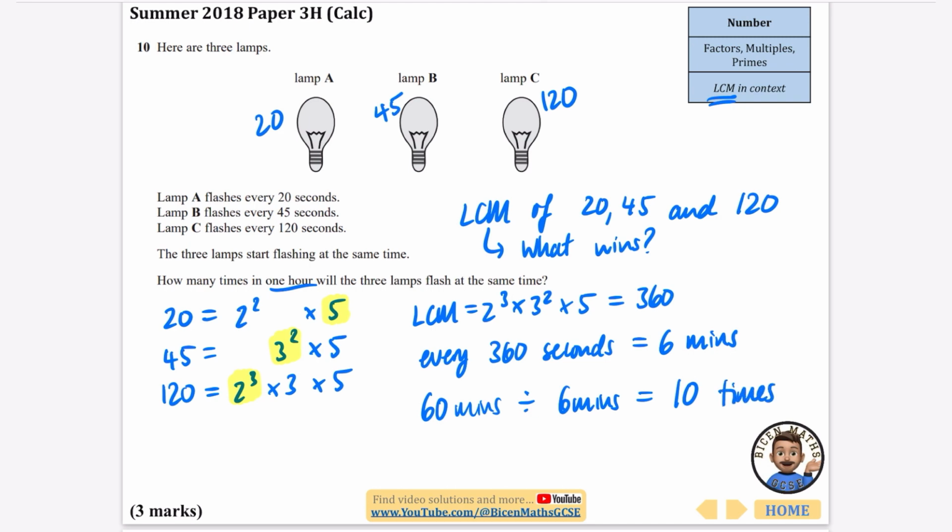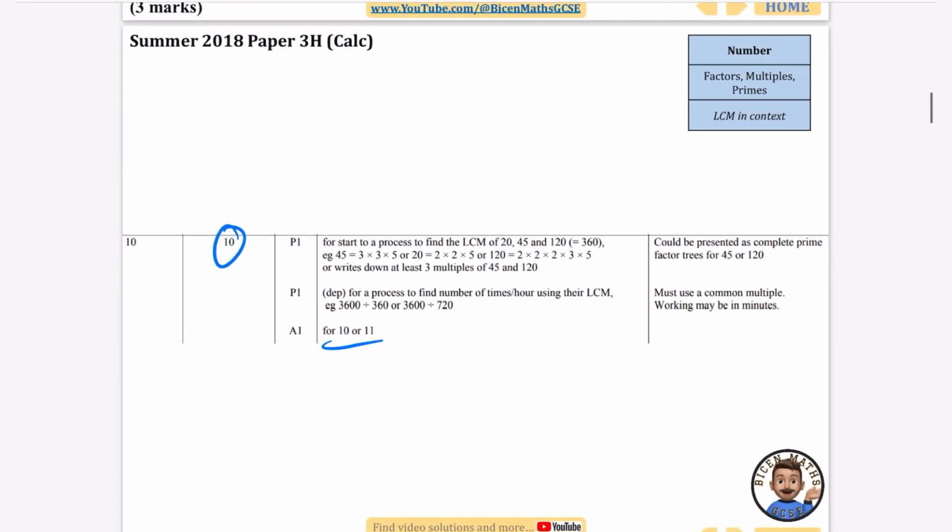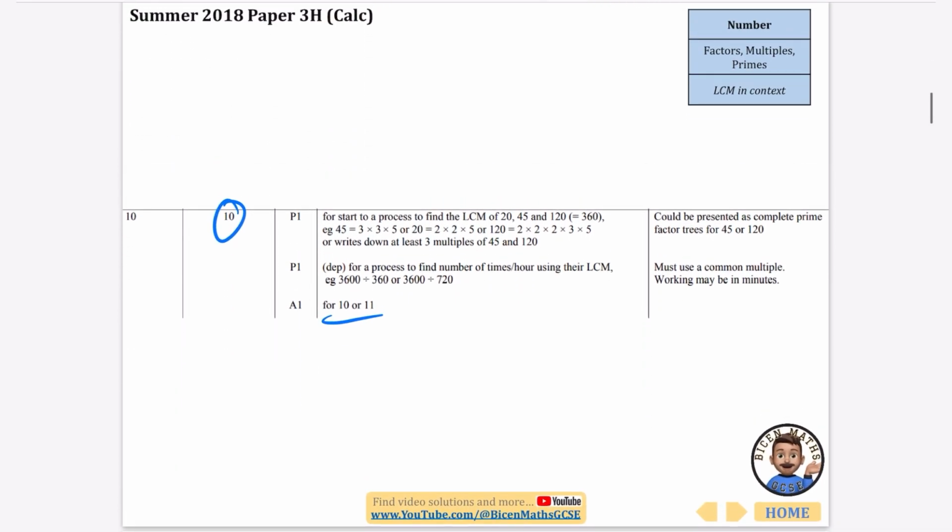Now they will accept 11 times because of the question of whether you include when they first flash, or whether we're just saying that they flash and then we start the time. So you'll see in the answers that we've got here that they accept 10, but they do also accept 11 for this as well. So that's everything that's been asked so far on factors, multiples, and primes.